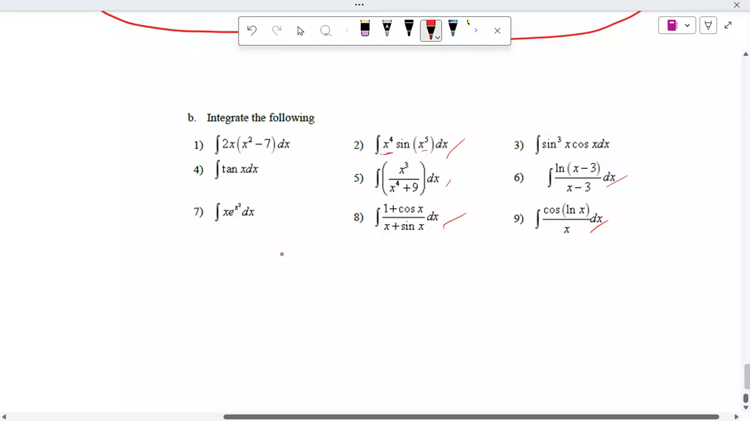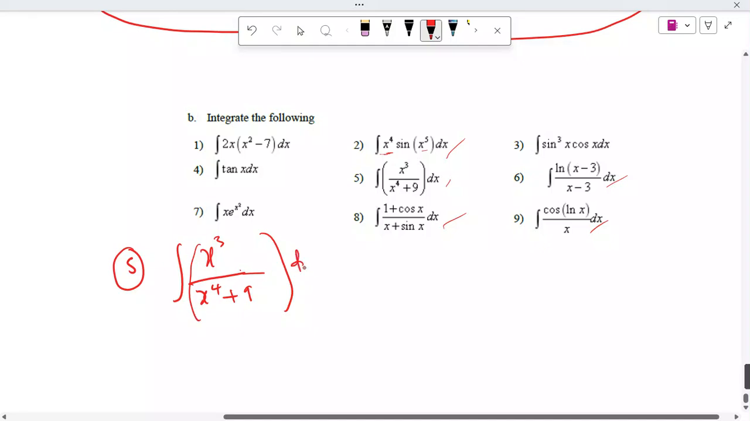Okay, so continue with our journey. So we go to number 5 now. Okay, so number 5. So number 5 is integrate x to the power 3 over x to the power 4 plus 9.